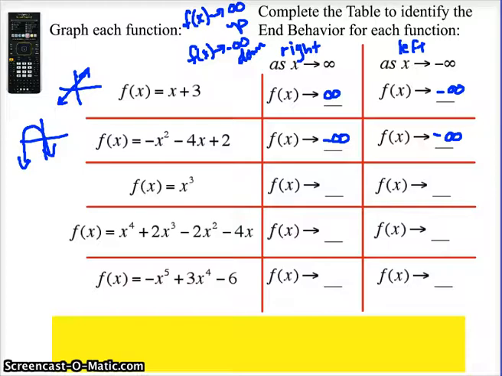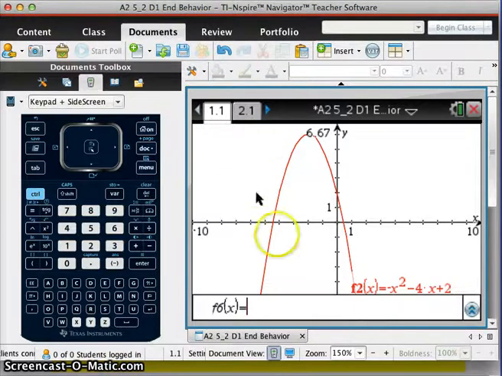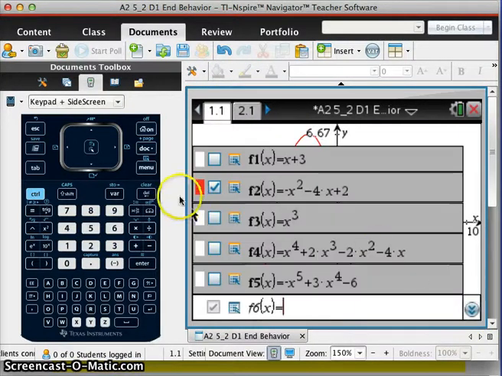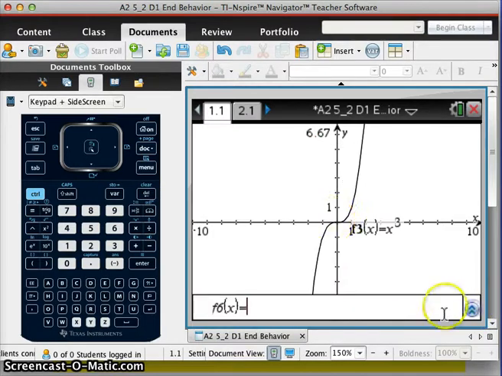Again, we can hop back to our calculator down here, and we can switch to our next function and take a look at what it looks like.